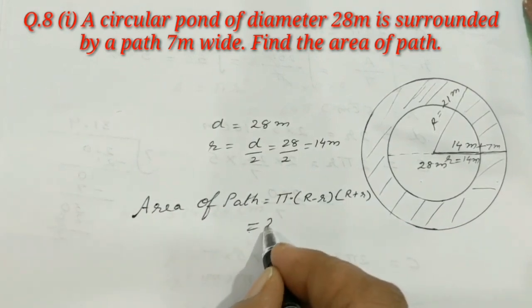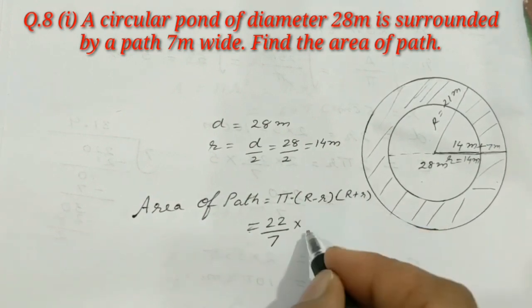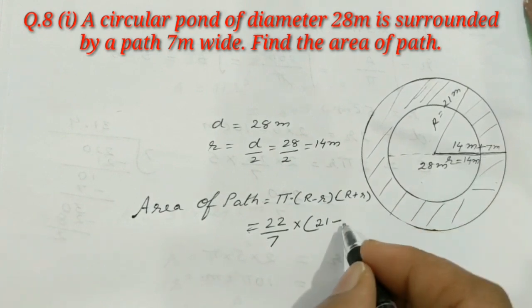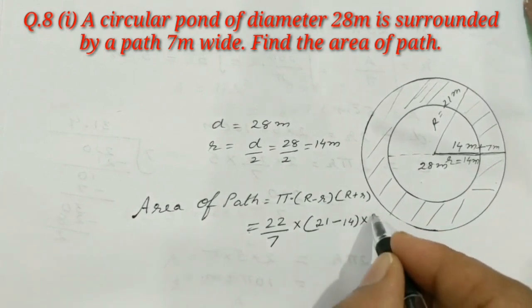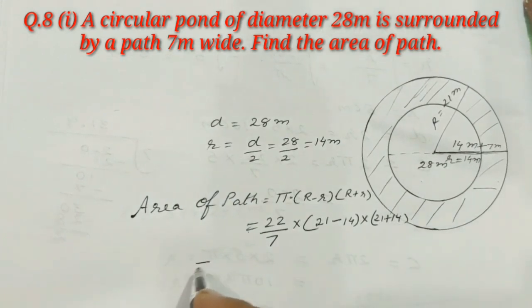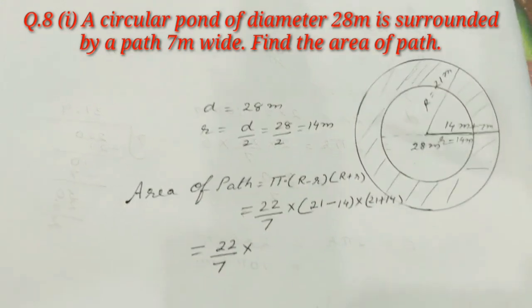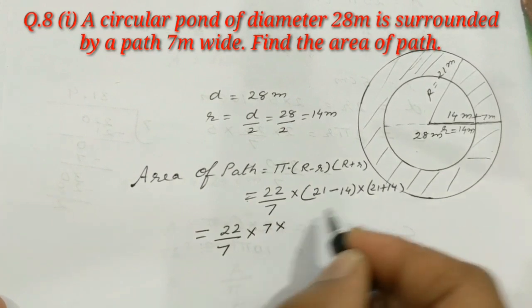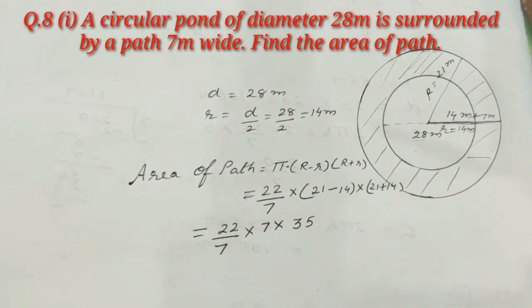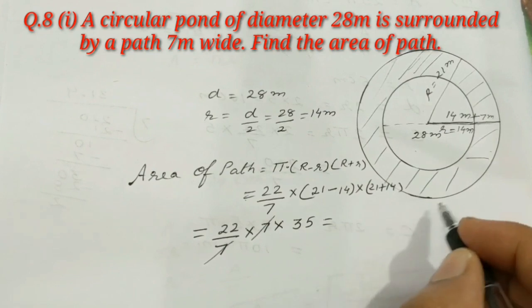What is pi here? 22 by 7 into (R minus r). Capital R is 21, the outer radius, 21 minus the inner radius 14, into (R plus r), means 21 plus 14. Let's try to solve. 22 by 7 into 21 minus 14 is 7, into 21 plus 14 is 35. Let's simplify. 7 and 7 cancel out. So 22 into 35. Let's find the product.